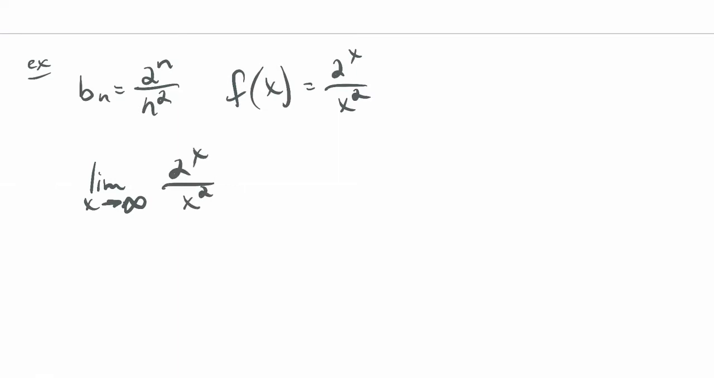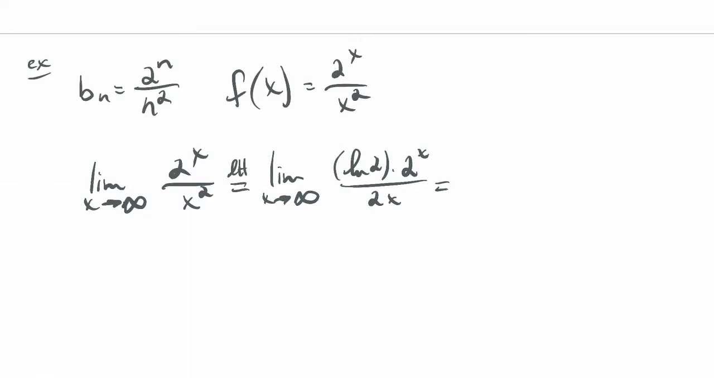And you might hesitate and say, oh, how are we going to do that? But remember, we have L'Hopital's rule from Cal 1. In the numerator, if you let x go to infinity, you'll have infinity on top. In the denominator, you'll have infinity on bottom. So I can apply L'Hopital's rule and say this is the limit as x goes to infinity of ln of 2 times 2 to the x all over 2x. And again, in the numerator, you get infinity on top, and in the denominator, infinity on bottom.